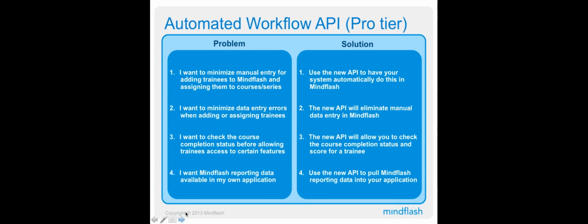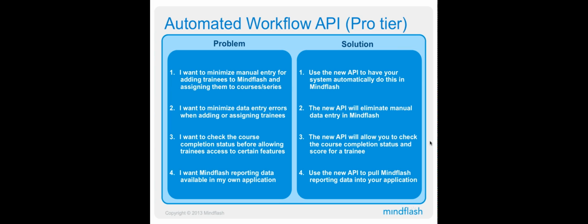All right. So we're going to talk a little bit about some of the new capabilities. And what we're doing here with our automated workflow API, which will be available on the Pro tier, is mainly designed to help people with large programs. So if you want to minimize the manual entry for people and you don't want to have people manually entering or adding people to Mindflash and assigning them to courses and series, or if you want to minimize the data entry errors that may occur, this is a great time to use the workflow API, where you can use this API to automatically have information go from your existing system and your company into Mindflash.